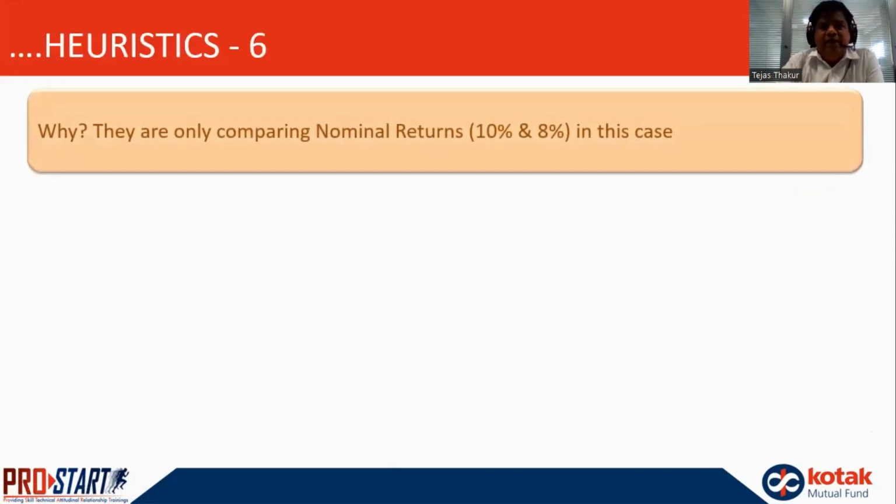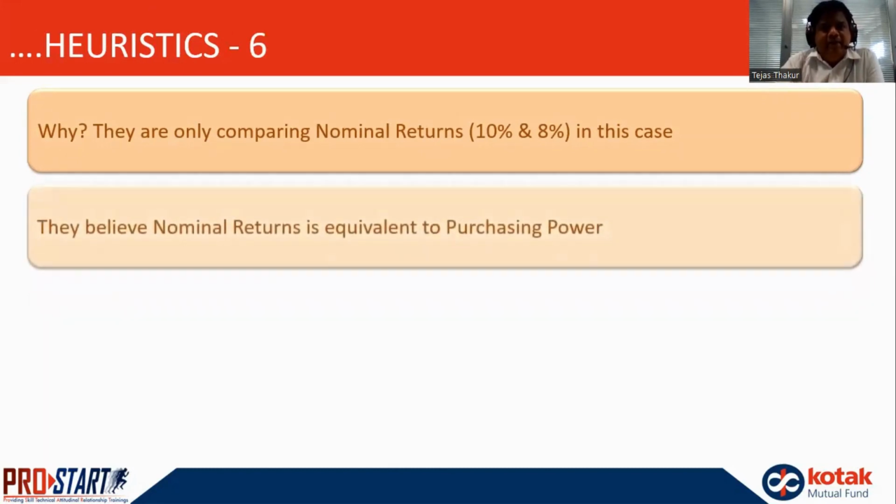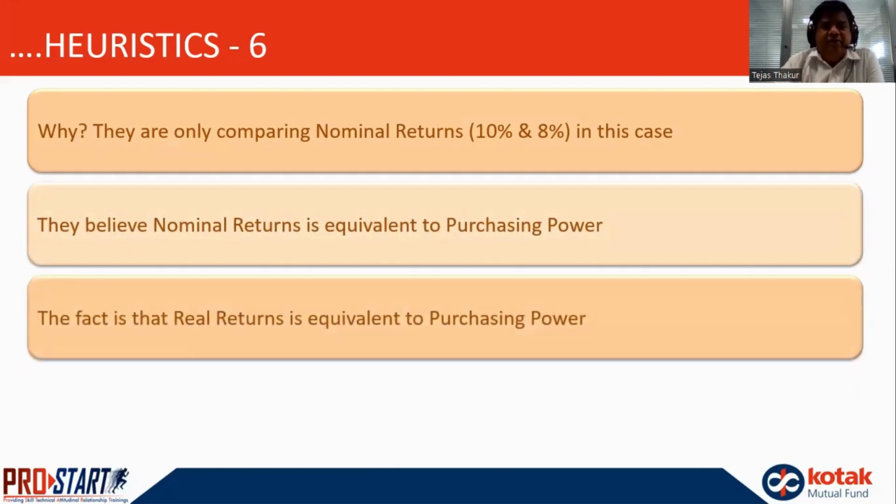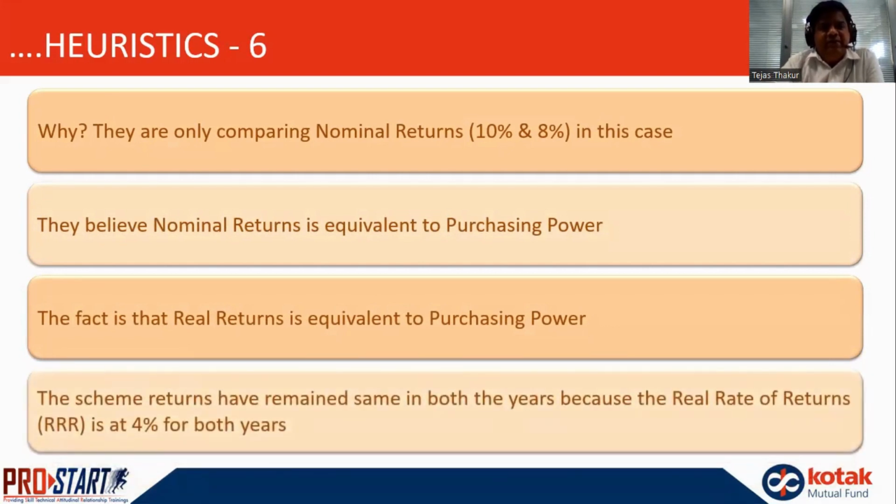They are comparing the nominal returns, which is 10 and 8%. I'd given you the case that I want you to answer basis what your clients would answer, and you have all given the right answer. So this is exactly what the clients will answer, because they believe nominal returns is equivalent to purchasing price. The fact is that real rate of returns is equivalent to purchasing price, not the nominal rate of returns. The scheme returns have remained the same for both the years because the real rate of returns is 4% in both the years, right? So that is the spread which you want to look at, your returns minus your inflation.